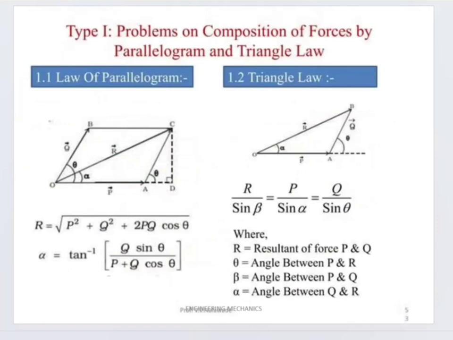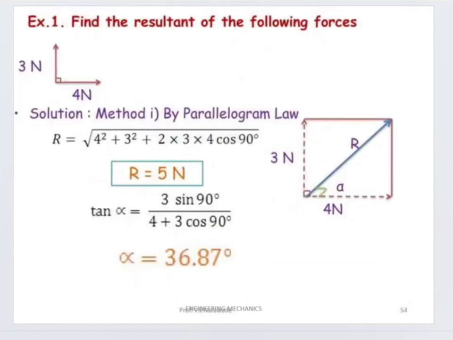So here, tan alpha is equal to P sine theta divided by P plus Q cos theta. Using this, putting the values, that is 3 sine 90 degree divided by 4 plus 3 cos 90 degree, whatever the answer is, you have to convert it, that is tan inverse of the answer in brackets. You will get the value of alpha.